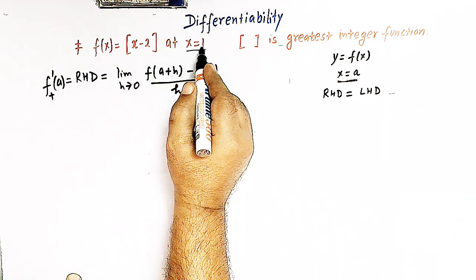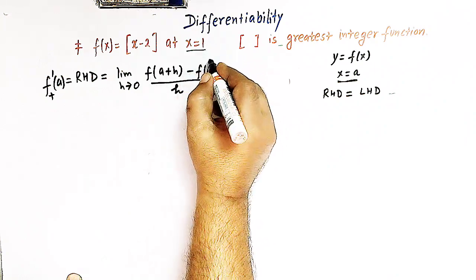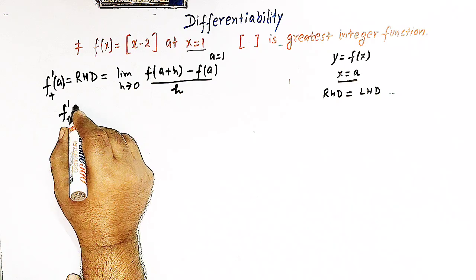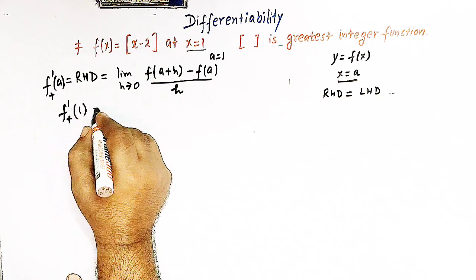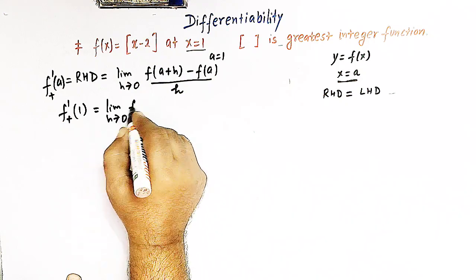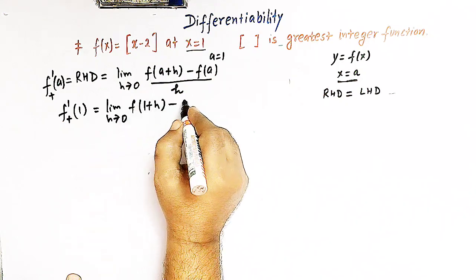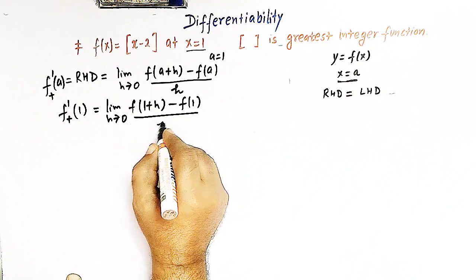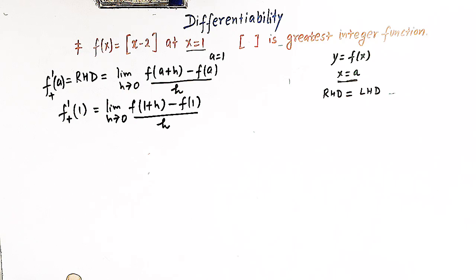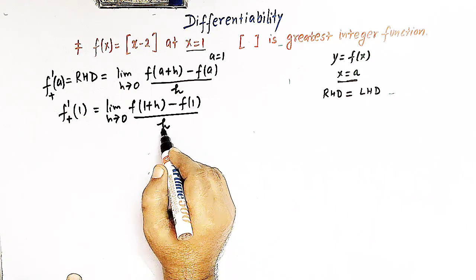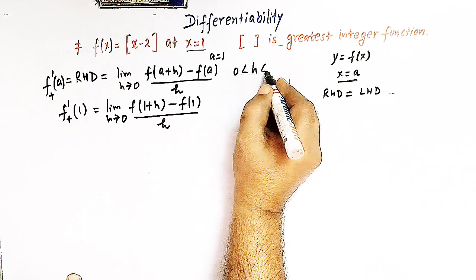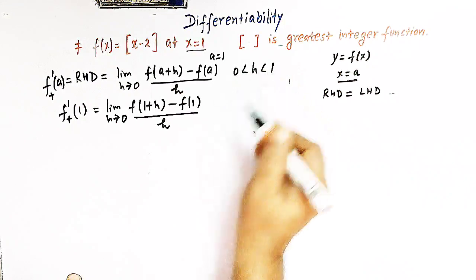In this case the value of a is 1. So we can write f prime of 1 with the positive sign, and the right hand derivative is given by limit h tends to 0 of f of 1 plus h minus f of 1 divided by h. Remember, this h is infinitesimally small, and it is a positive quantity lying between 0 and 1.